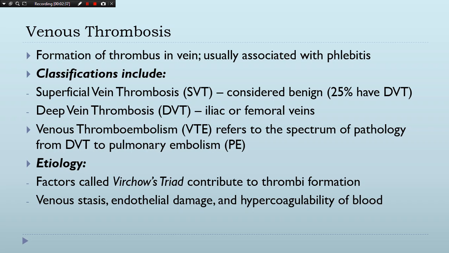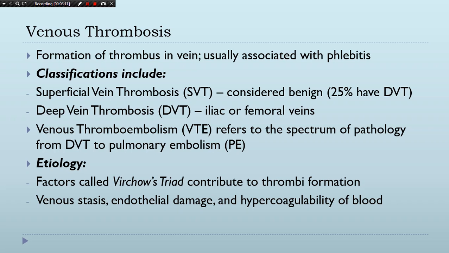Deep clots can be found in the iliac, femoral, or popliteal veins. They can be upper or lower, but only about 5 to 10% are in the upper extremities. Most are in the lower extremities. The term VTE, or venous thromboembolism, refers to the spectrum of pathology from a deep clot to a pulmonary embolism, or PE. Factors called Virchow's triad contribute to the formation of a clot.